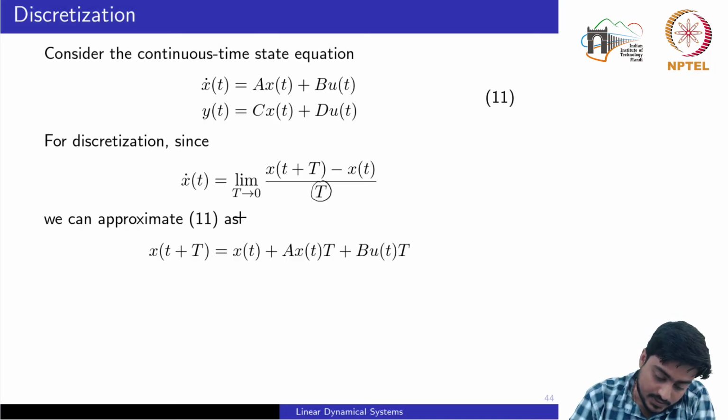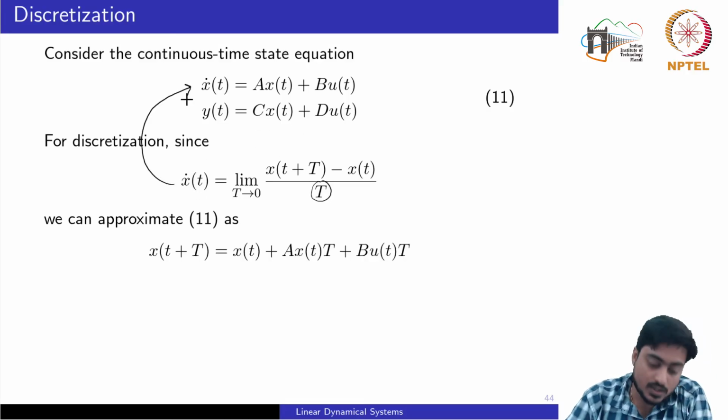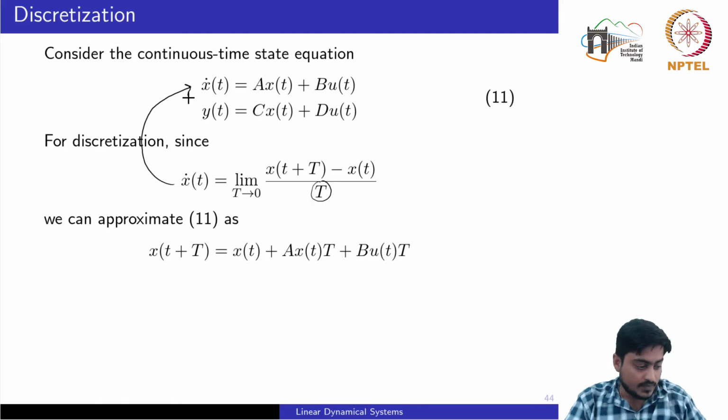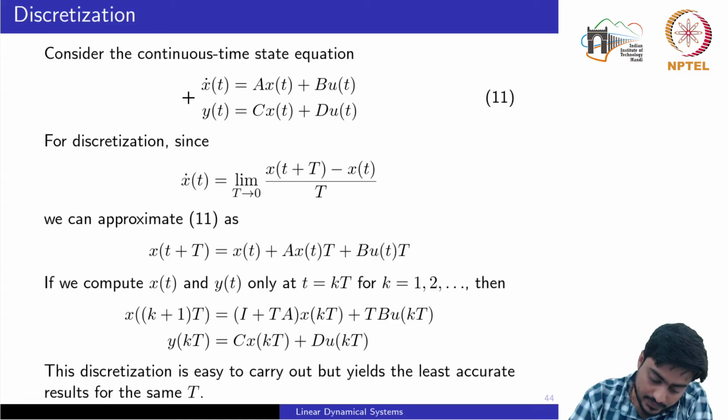Okay, so now if I put this part, this equation, into this equation, I would have x(t+T) equal to x(t) + A x(t) T + B u(t) T. I just put this part into this equation, and further for simplicity we can write that if we are computing the x(t) and y(t) only at t equal to kT, where T is my sample time and k is the sampling instance, starting from 1 up to infinity.